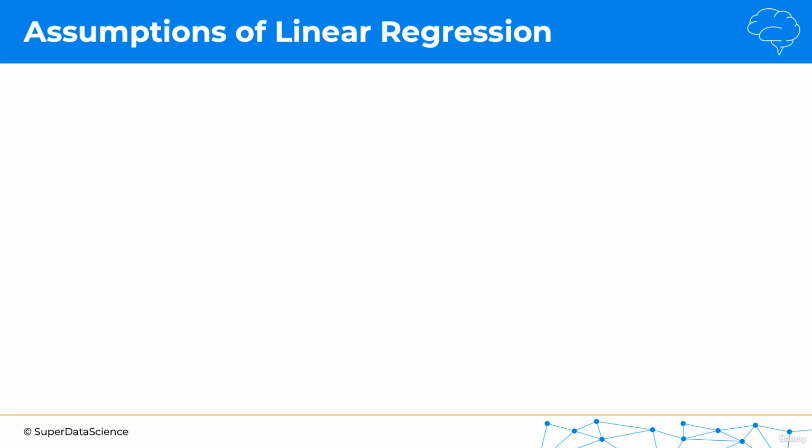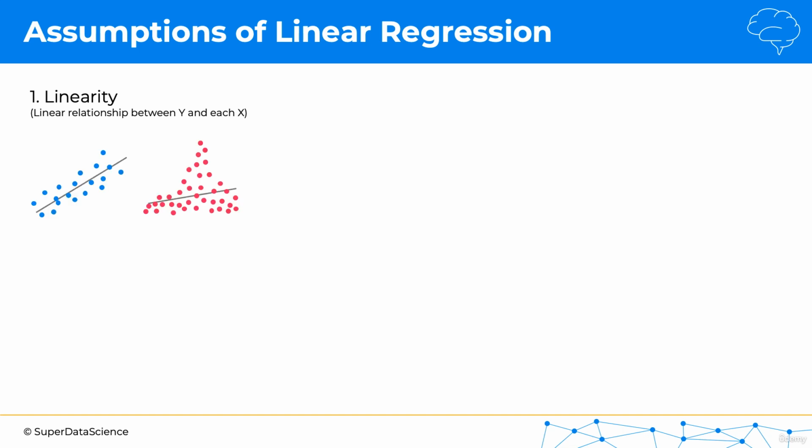The first assumption is linearity. We want to make sure that there is a linear relationship between our dependent variable and each independent variable. And if you look at the chart here on the right, you'll see that the linear regression is misleading. There is actually no linear relationship between the two variables. So we wouldn't use this kind of model there.